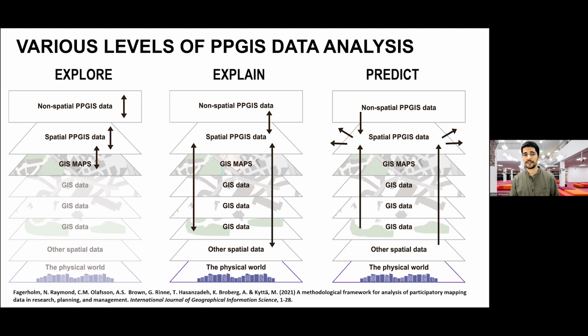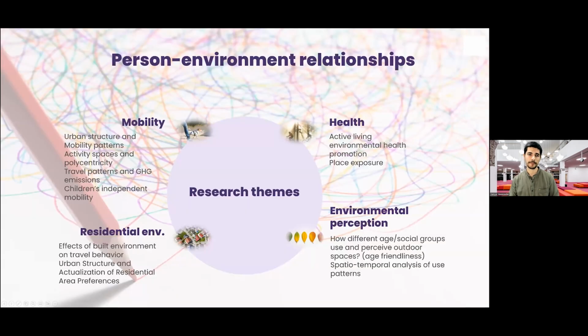In the explain phase, you start to look at the non-spatial attributes in relation to the space, in relation to the spatial PPGIS data you have. Also, very often, the base map you have is not enough, so you start to include different layers of GIS data into your analysis. And in the predict level, the idea is the same. You just dig deeper, you have more layers of data involved, and you try to reach a more comprehensive understanding of the phenomenon that you are studying.